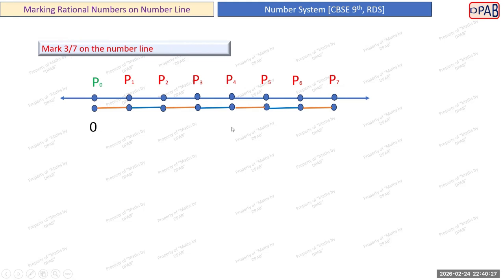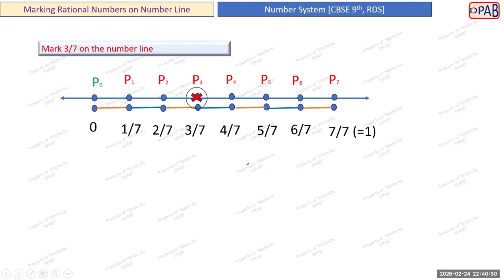How are we going to get it? P7 will be 7 by 7, equal to 1. Okay. So let us see here. Now P1 equals 1 by 7, P2 equals 2 by 7. The point P3 should be marked as 3 by 7, which is the point we wanted. Same way 4 by 7, 5 by 7, 6 by 7, and 7 by 7 equal to 1.